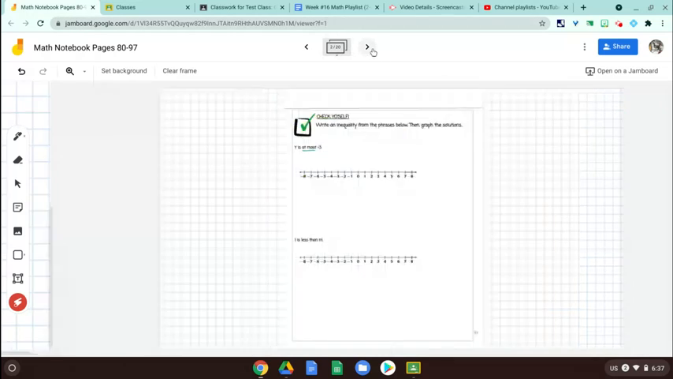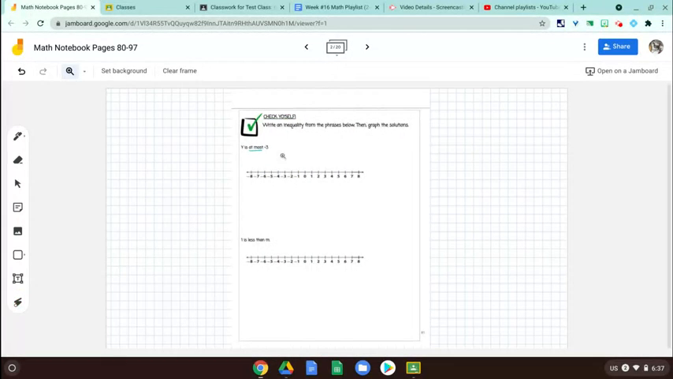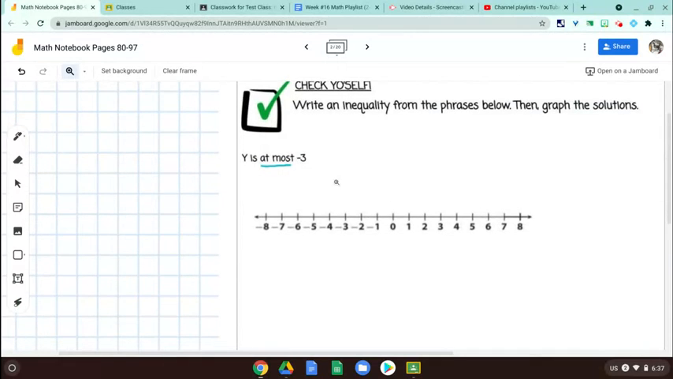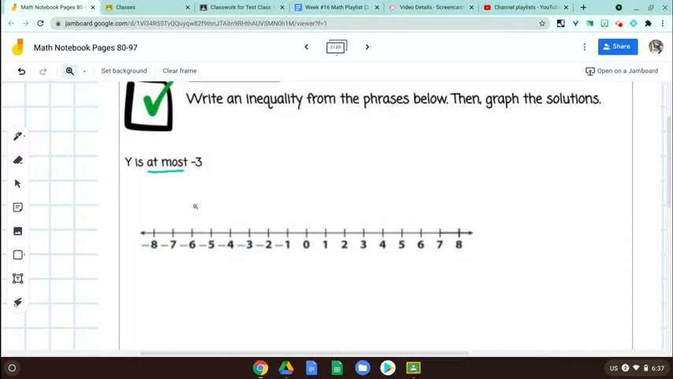So I'm going to go back to page 81. I'm going to zoom in, get that better view. All right, so y is at most -3. Knowing what I know now, at most refers to less than or equal to. So I'm going to put y is less than or equal to -3. And this word is also a big clue word here, right? Y is at most -3. That really indicates where this inequality lies and which direction it should face.